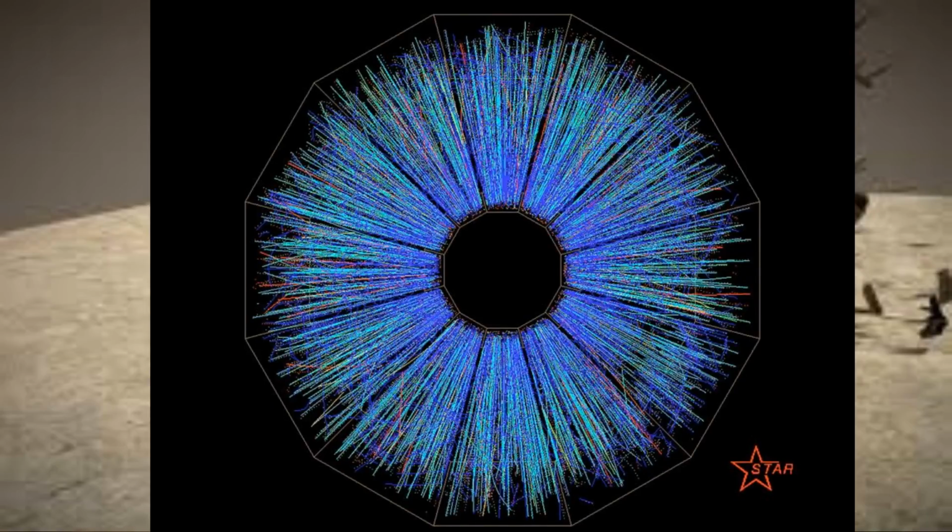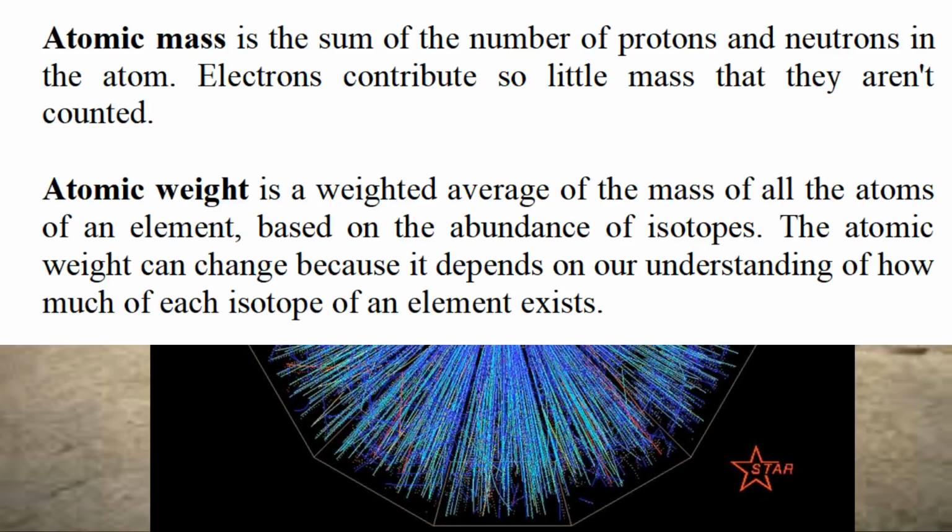Here is what atomic mass means. Atomic mass is the sum of the numbers of protons and neutrons in the atom. Electrons contribute so little mass that they aren't counted. So essentially, what is atomic mass? The numbers of protons and neutrons.